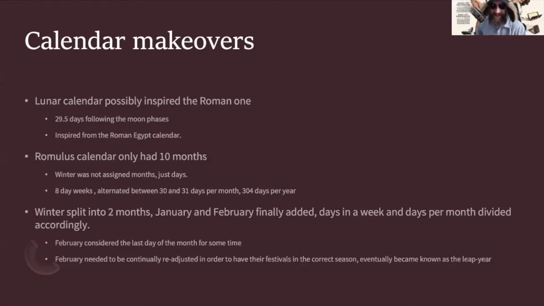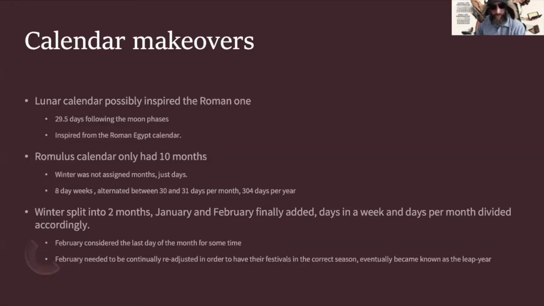So this Romulus calendar only had 8-day weeks, and they alternated between 30 and 31 days per month, so 304 days per year. Eventually winter was split into 2 months, January and February, and the days of the week were divided up accordingly. So we did end up with the 7-day week.